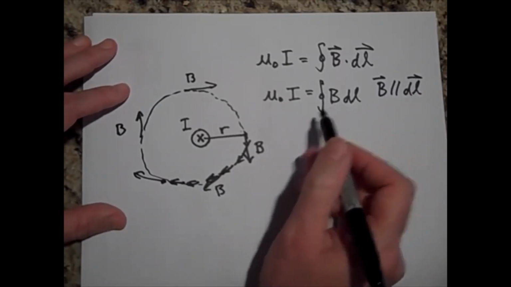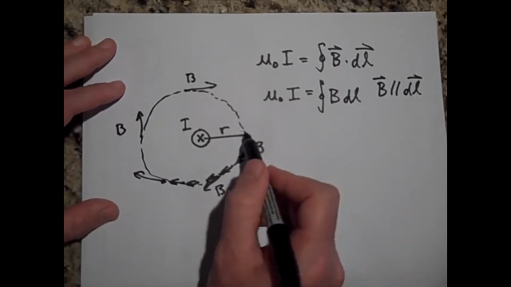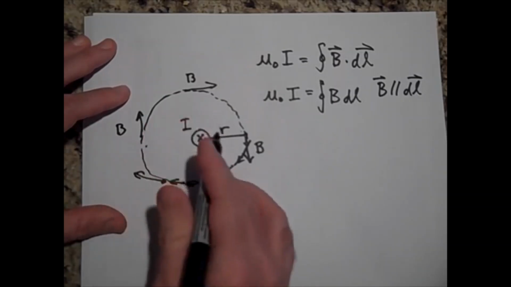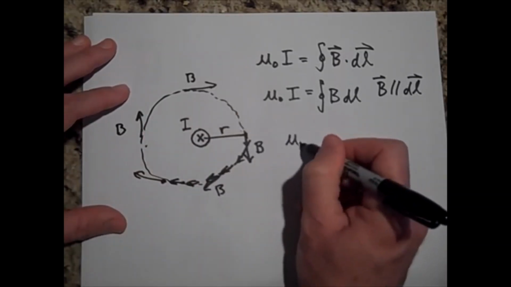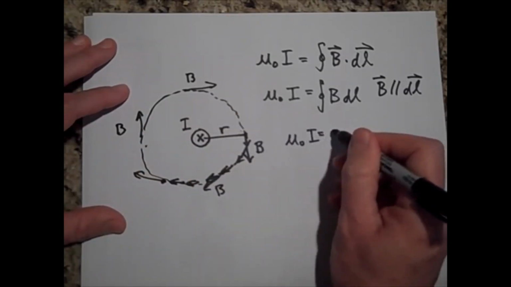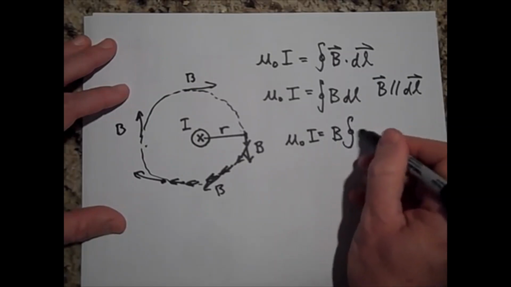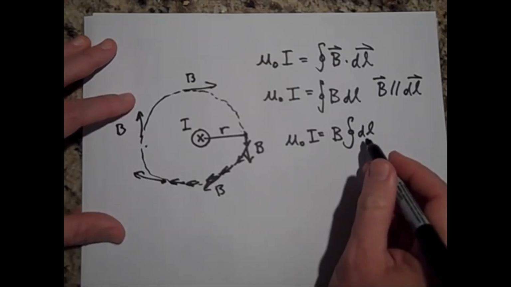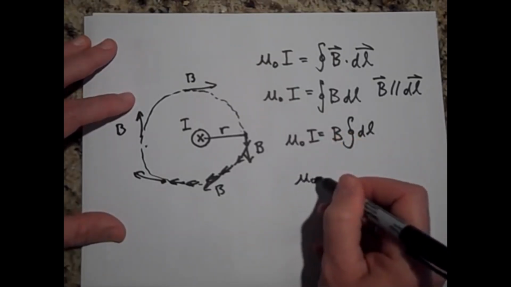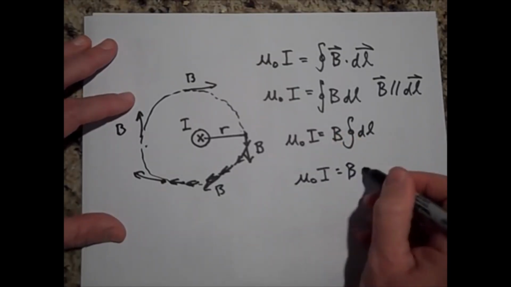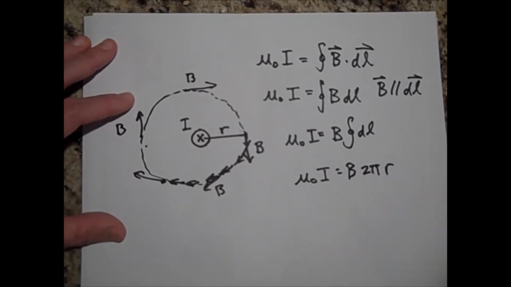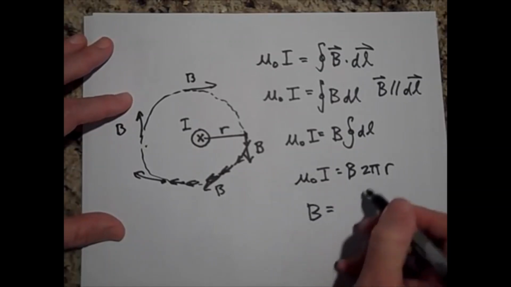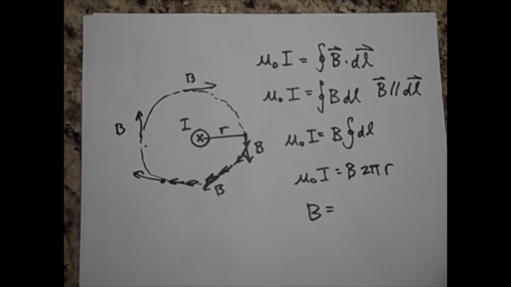And then I'm going to argue, why would B be stronger here than here than here? Because of the symmetry, they're the exact same strength. And so I can pull that B out of the integral. And so when I do, I'm just left with summing up all the dLs. Now, if I sum up all these dLs, do you see that I just get 2 pi r? And so you can bring the 2 pi r to the other side.